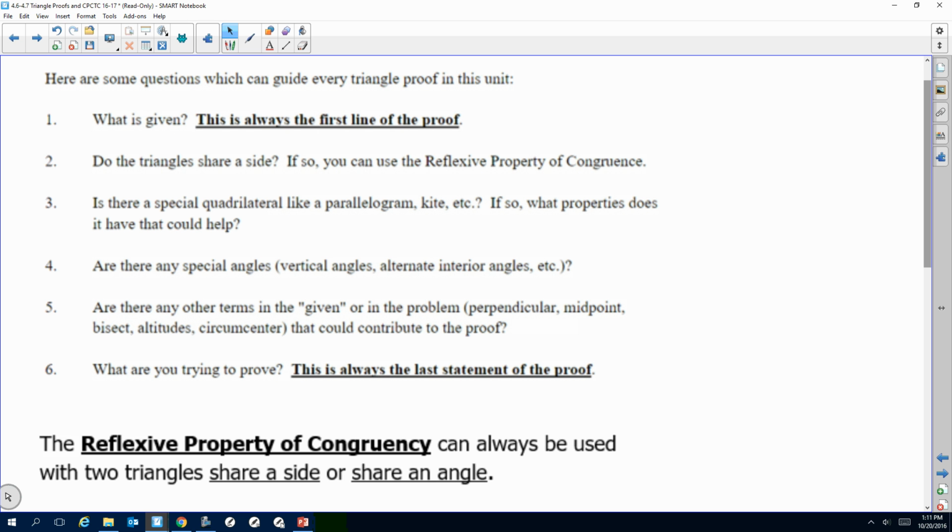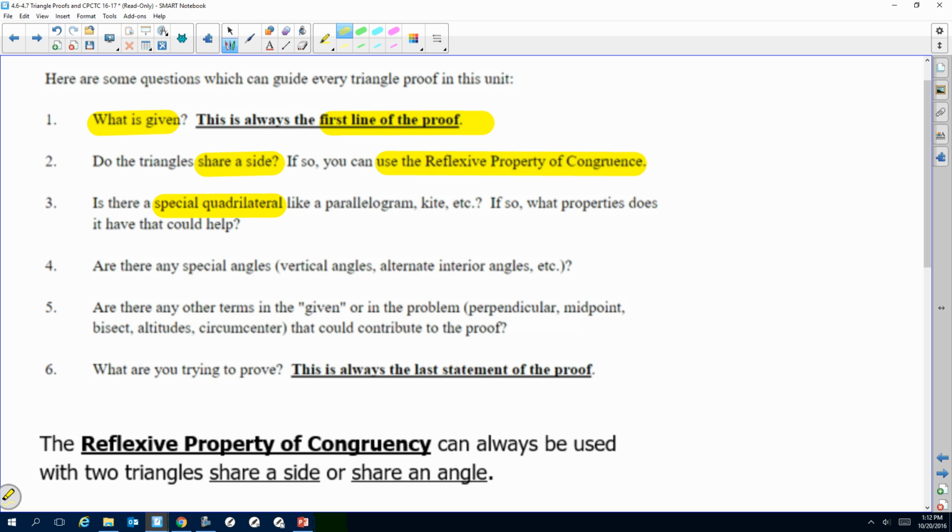First thing I'm going to highlight is the order where we start for our proof. What is given is the first line of your proof. Whatever is given to you will be your first line of your proof. If you have a shared side or a shared angle, you're going to use the reflexive property of congruency.